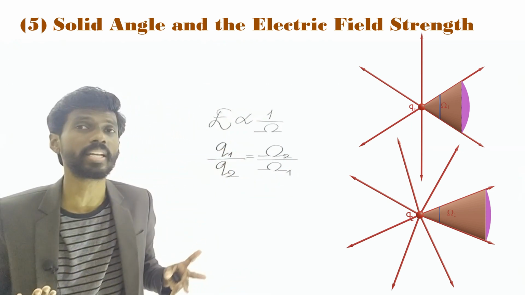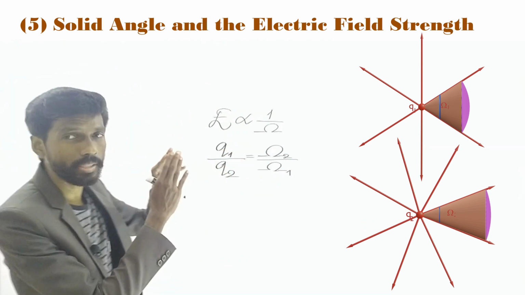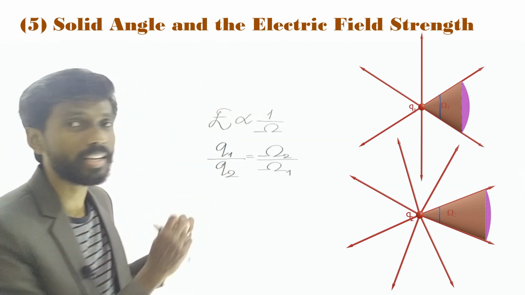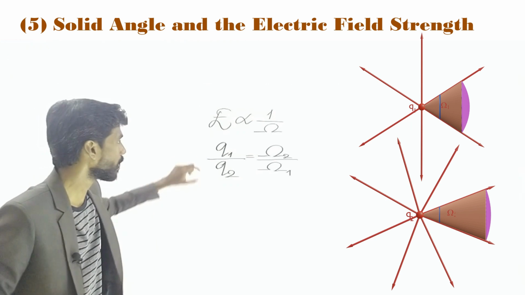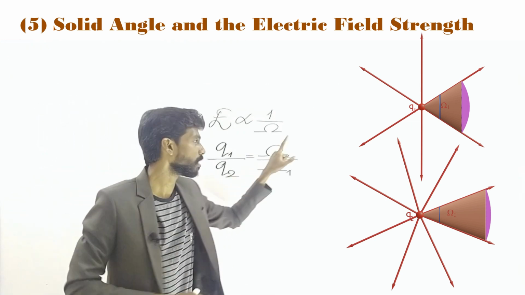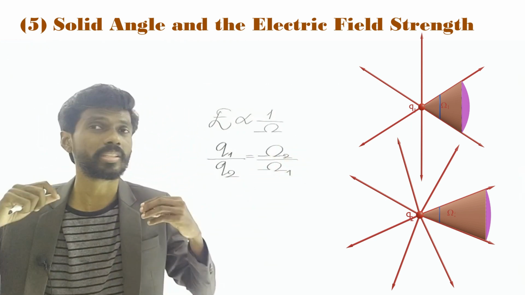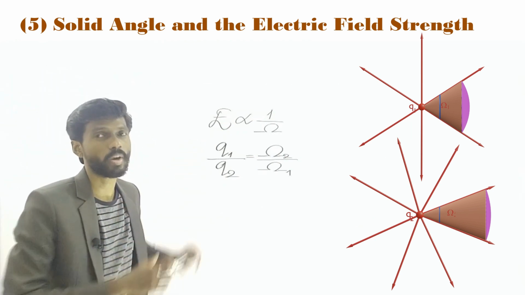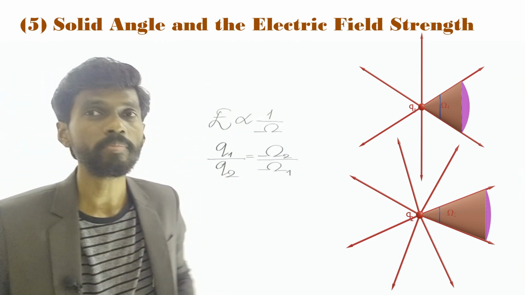So it is an inverse relation. When the angle is bigger, the strength is less. With a smaller angle, the strength is more. So Q1 divided by Q2 equals omega 2 divided by omega 1. This is also one relation that you should be familiar with, which is required for solving some questions. So that's it.